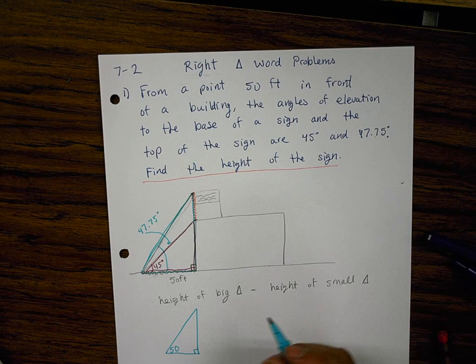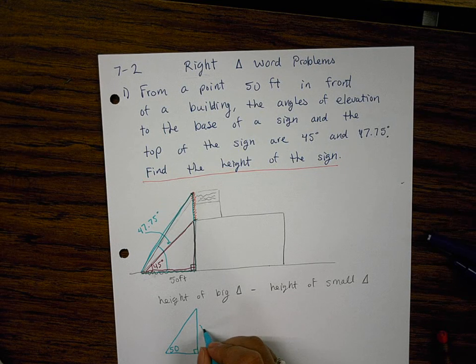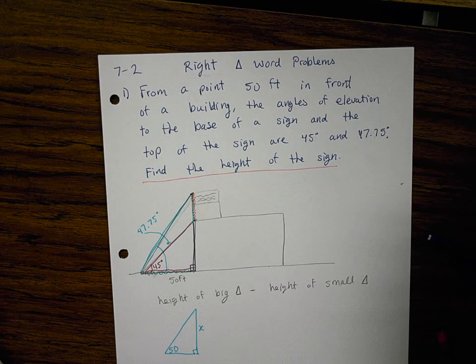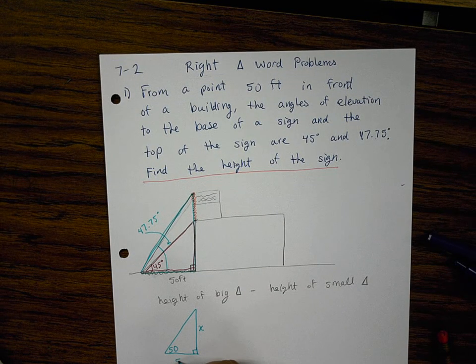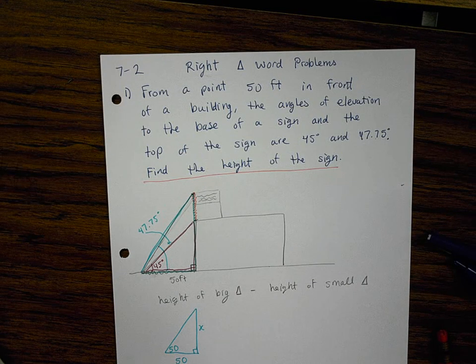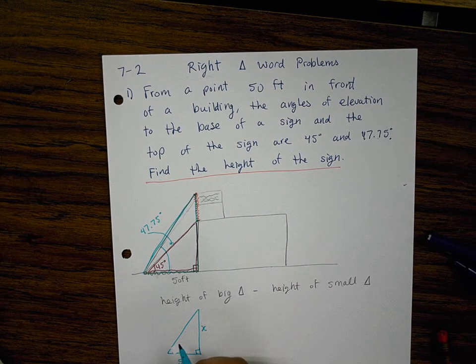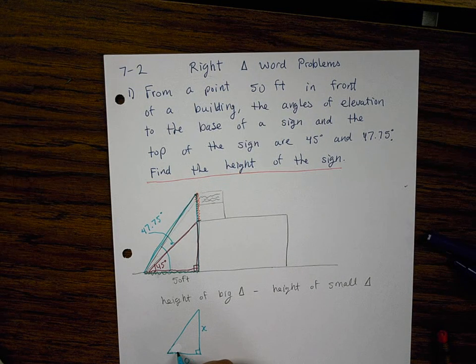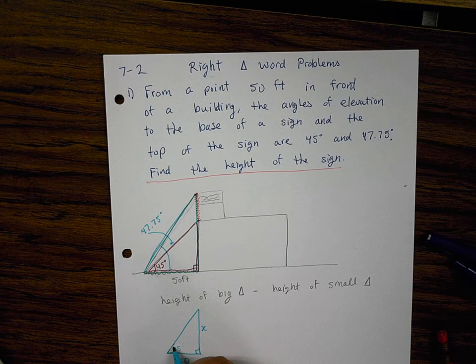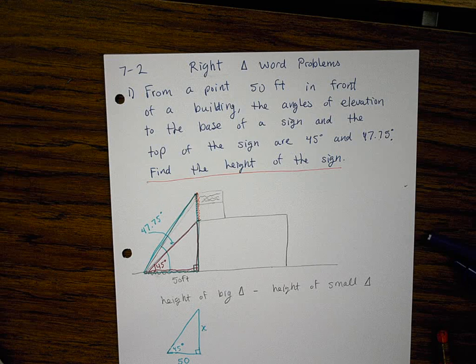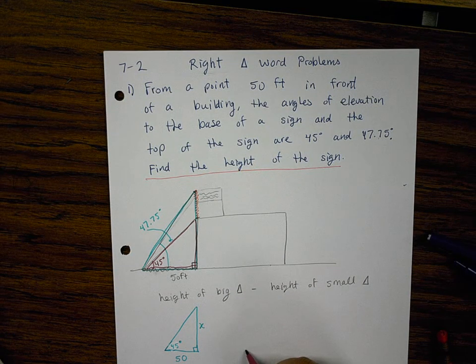The base is 50. I don't know what the height is, so I'll just call it x. And I put the 50 in the wrong spot. The base is 50. I said it right, I just wrote it wrong. Sorry. Base is 50. We don't know the height, and the angle of elevation is 45 degrees.